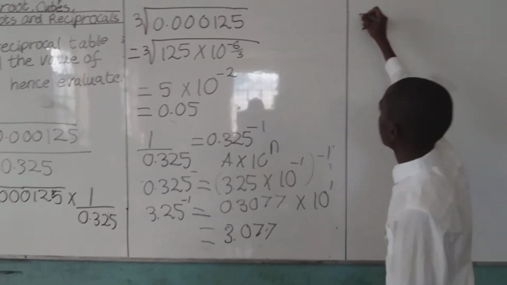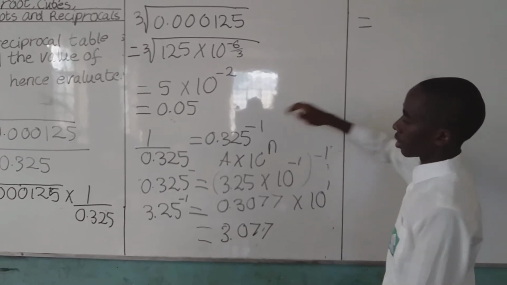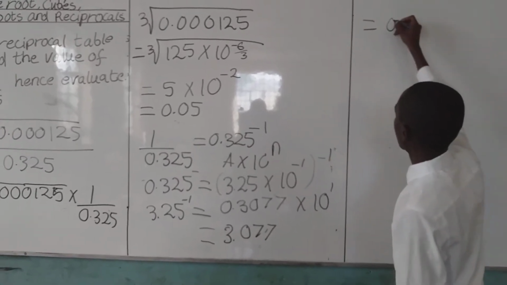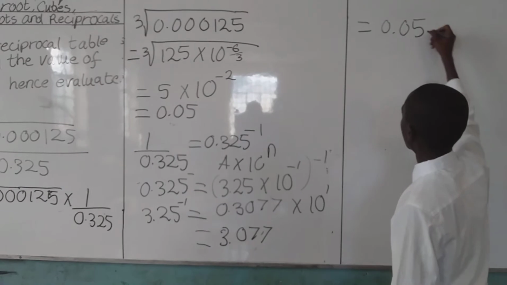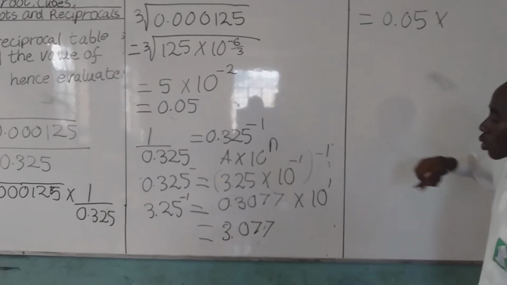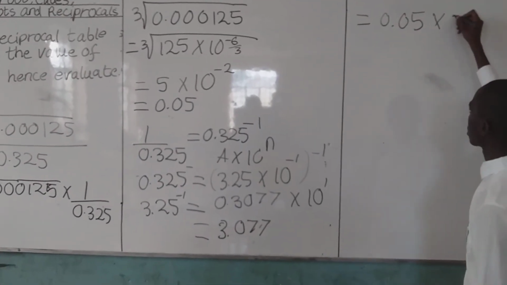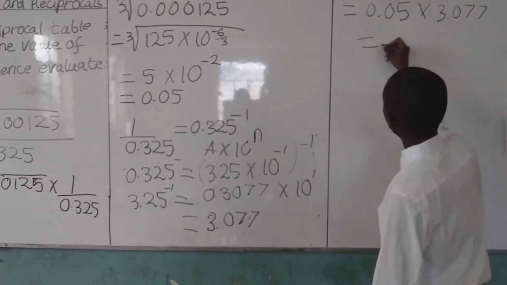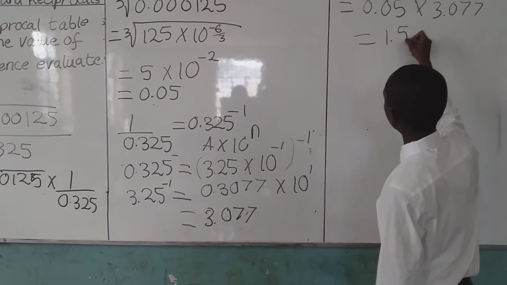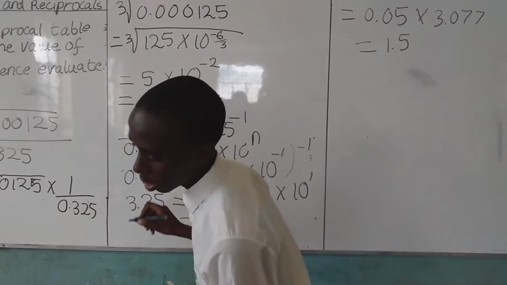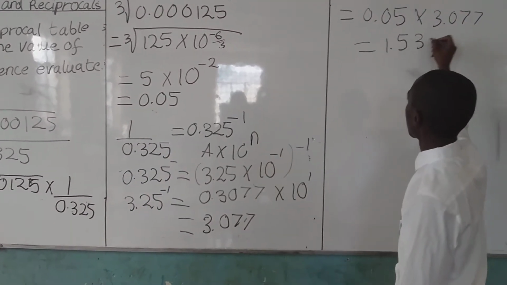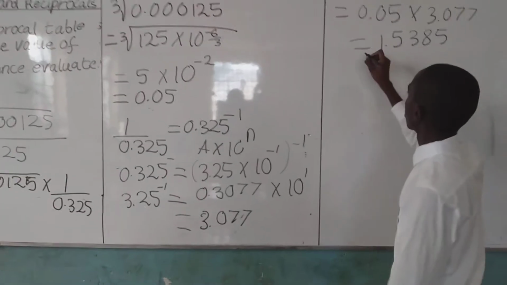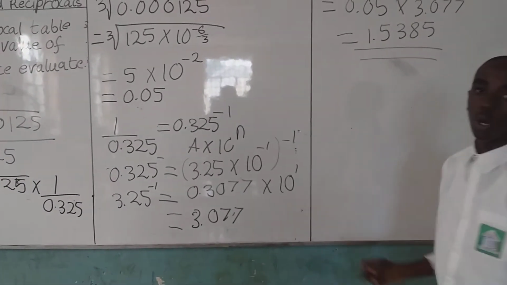The next step is we take the cube root that we got, 0.05, multiplied by the reciprocal of 0.325, which is 3.077, and we get 1.5385. So this is the solution to our problem.